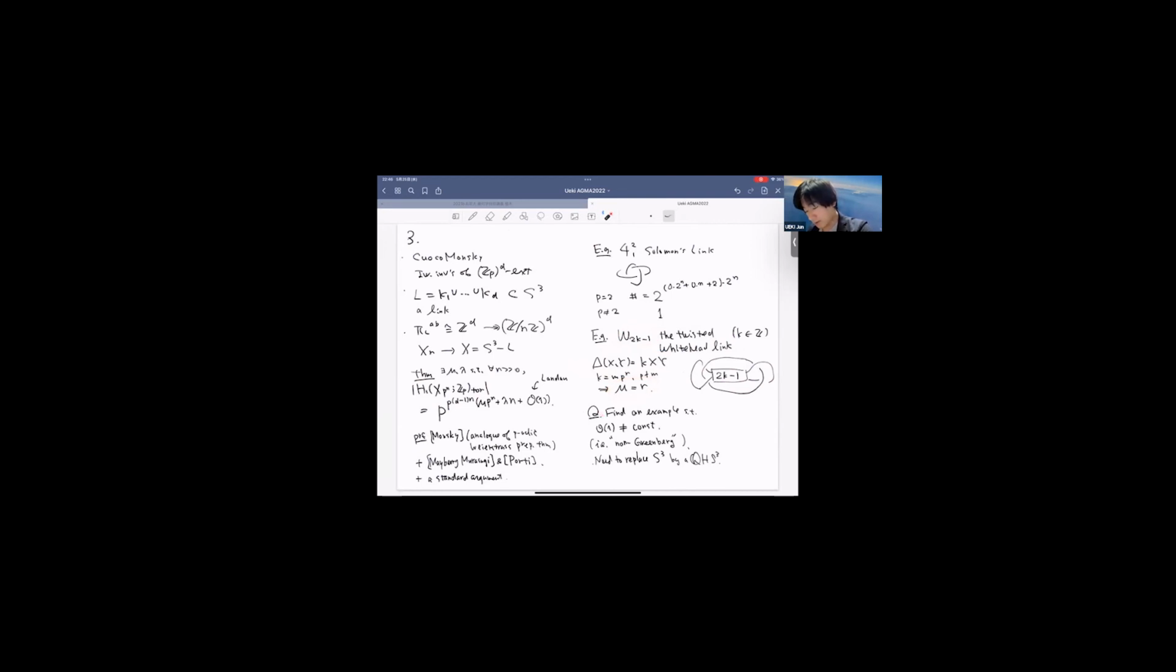Finally, I'd like to remark that in the number theory side, Monsky remarked that this O(1) part can be non-constant. But I think there is no concrete example yet. In the topology side, it must be interesting to find an example with a non-constant O(1). But in this case, we need to replace S^3 by some rational homology sphere.